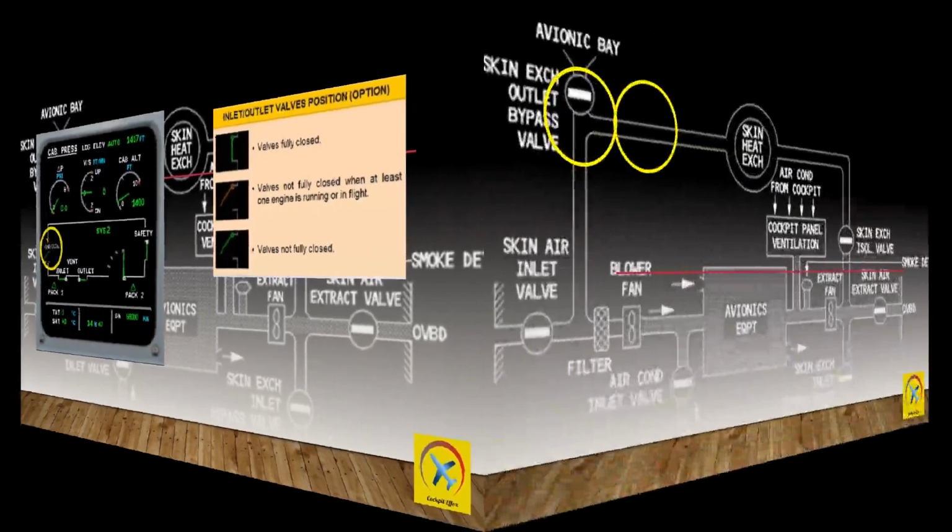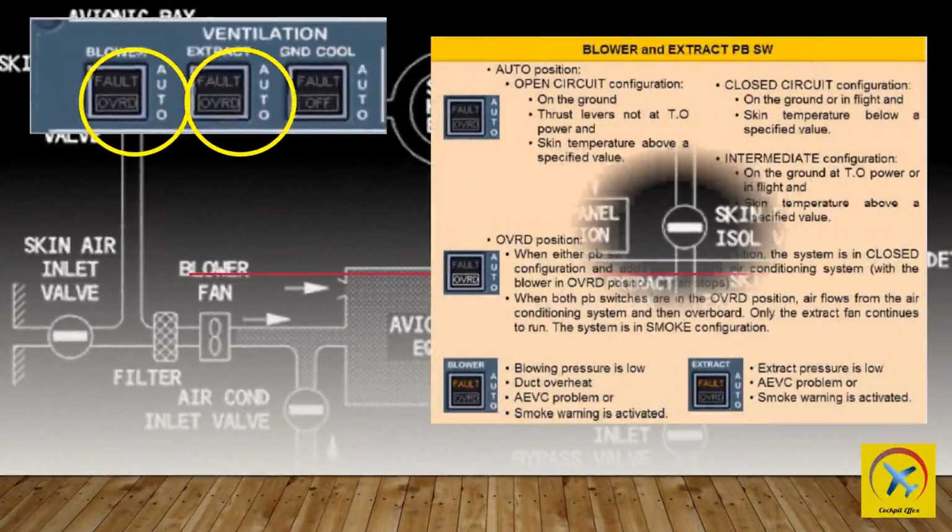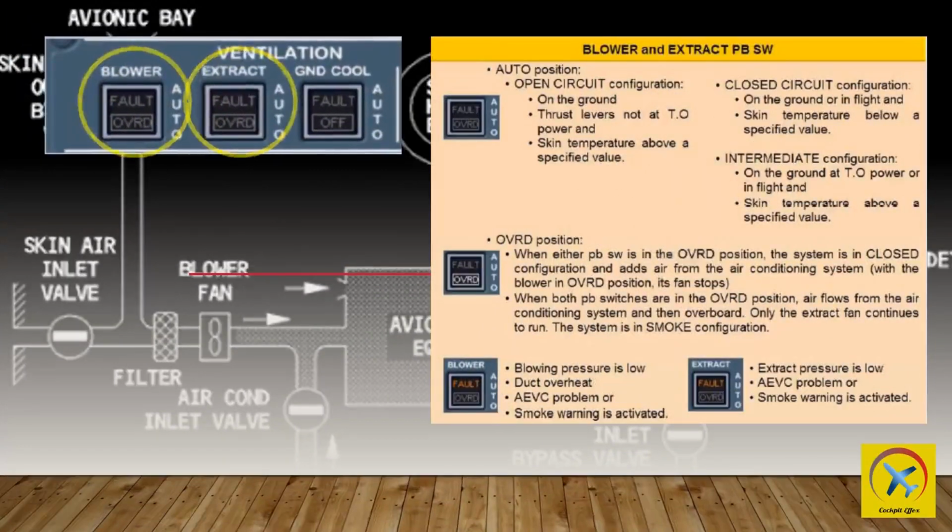On the cockpit overhead panel, the blower and extract push buttons are usually in the auto position. In this configuration, the system can operate in three different configurations. It can be in open configuration if the aircraft is on the ground, the thrust levers are not in takeoff position, and skin temperature is above a specified value.